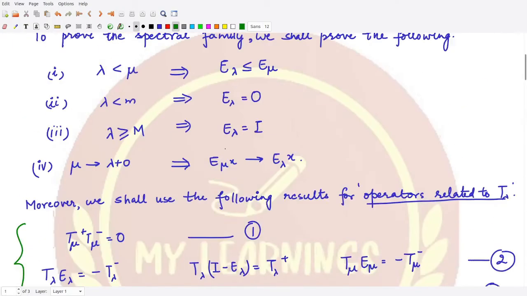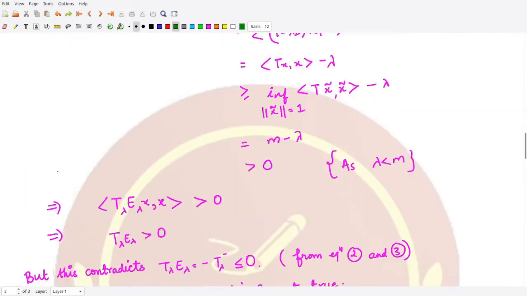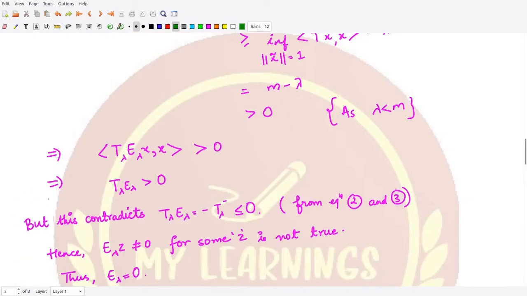Let me show you. It is minus T lambda negative, this quantity, right? So here in this case, this T lambda E lambda is minus T lambda negative, and T lambda negative is a positive operator. So negative of T lambda negative is going to be a not positive operator. It is less than or equal to the 0 operator.